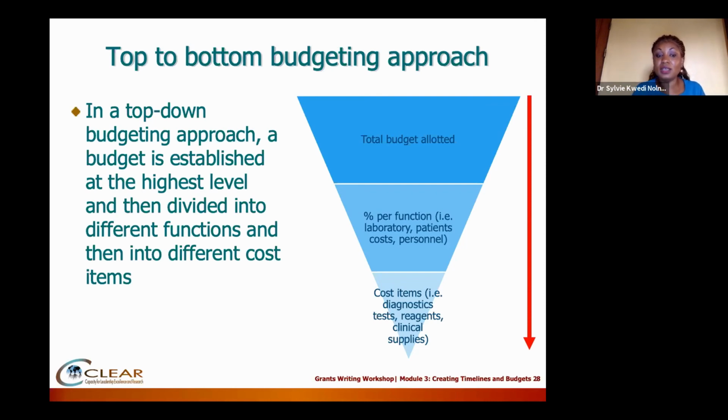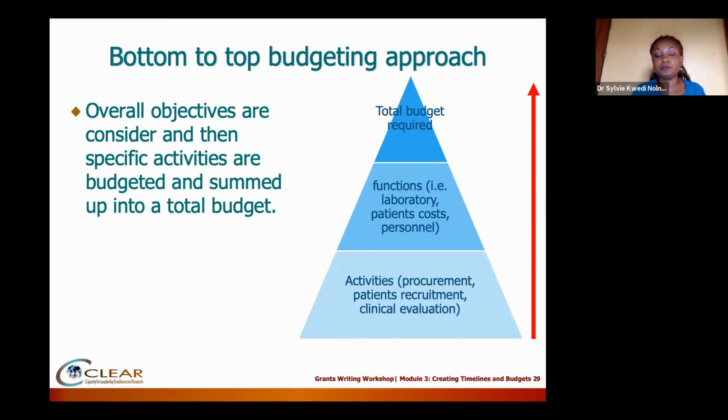Me particularly, I am not a fan of this approach, because to me, you will not end up with a realistic budget, but it's an approach that people use. What I would rather do is a bottom to top budget. So I start with the activities and list them out. Each task, I list them out.